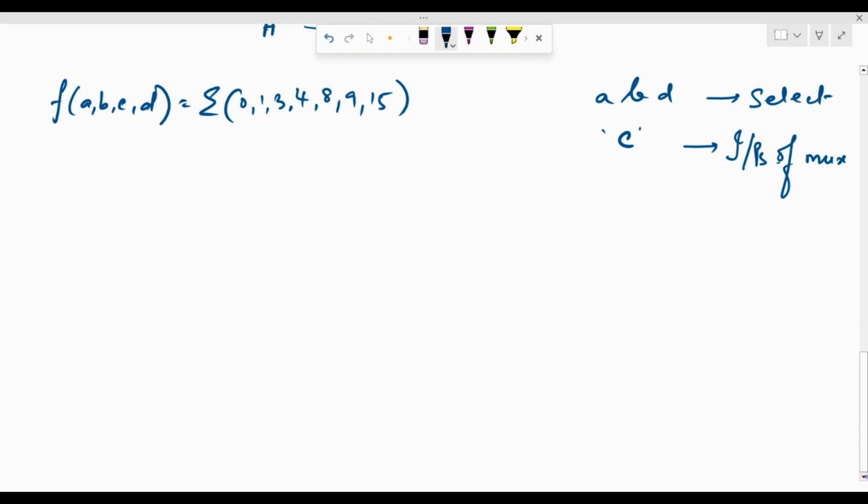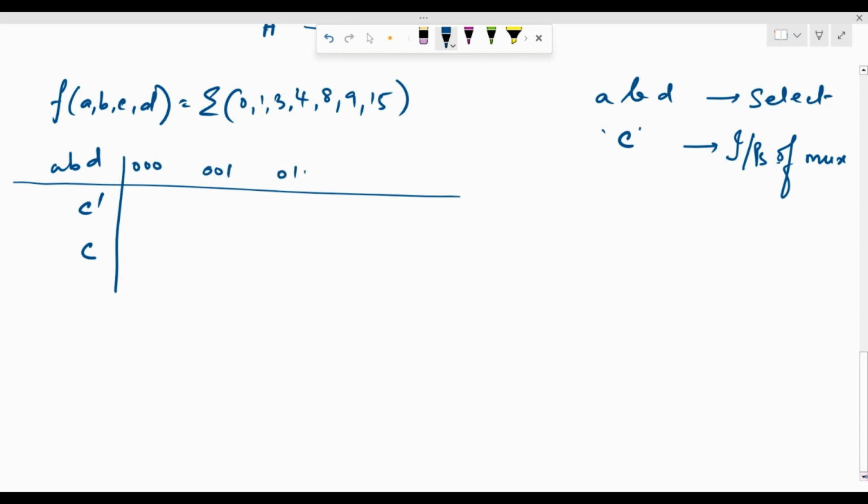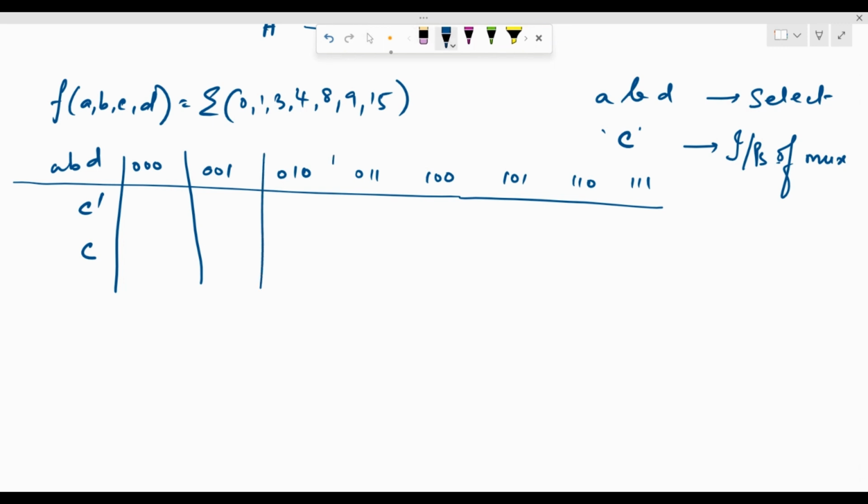So let's look at our implementation table now. We will have C dash and C over here, and we will have A, B, and D over here. So here, as always, this is going to be 0 0 0, 0 0 1, 0 1 0, 0 1 1, 1 0 0, 1 0 1, 1 1 0, and 1 1 1. These are the possible combinations of these three, A, B, and D. Now let me see how I can fill up the numbers.